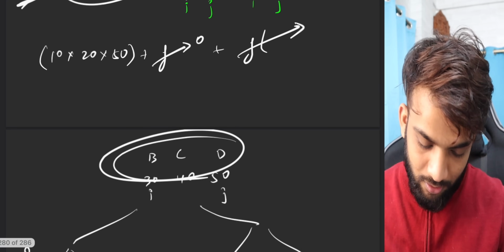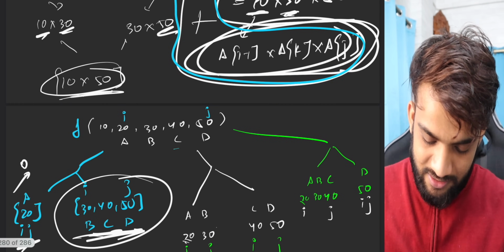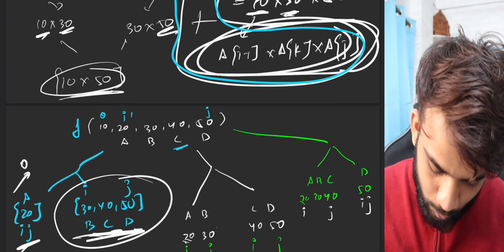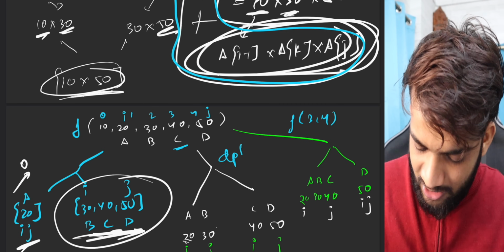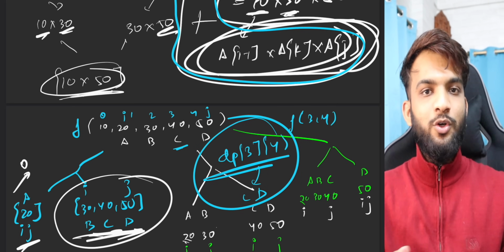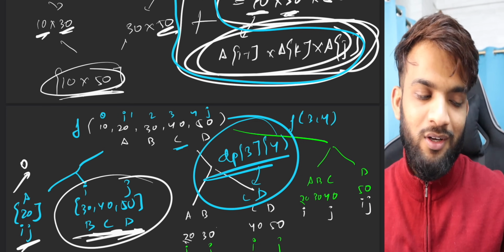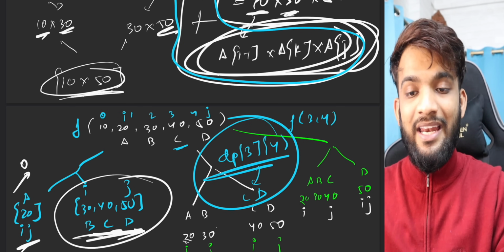For example, this is CD, right? If I ask you what is CD? CD is nothing but 0, 1, 2, 3, 4. So f of 3, 4. So you can say dp of 3, 4 is what you'll store. That's CD. That is what you can easily do. So a couple of steps and you can easily convert this into memoization.